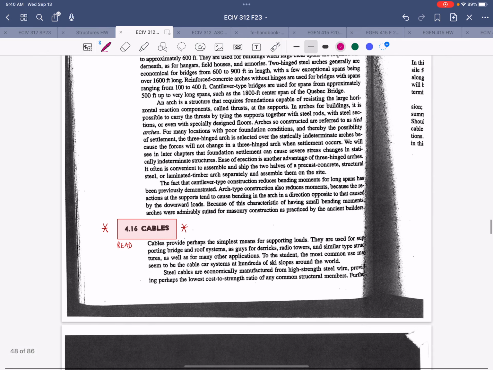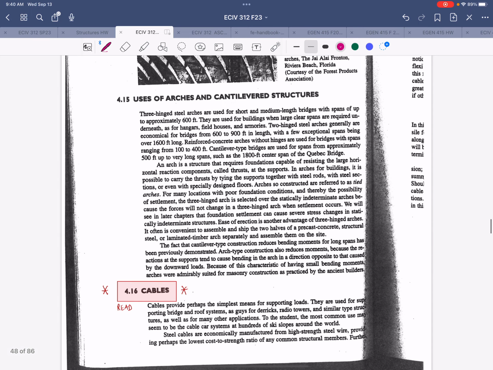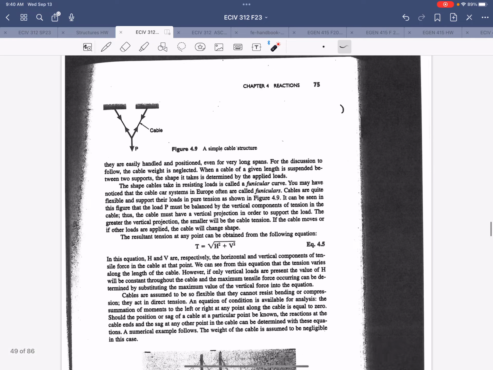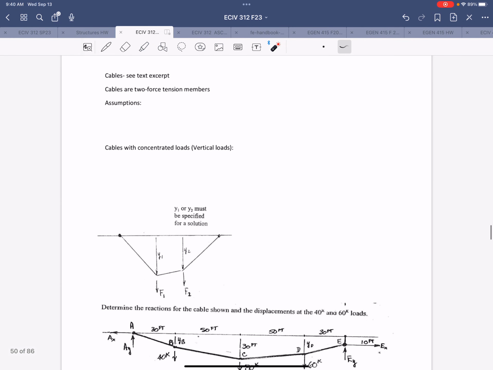All right, so here's the handout. Read the section on cables, right? So now we'll introduce cables a bit, and we probably won't get through the whole example today, but that's okay. We can finish that up on Friday.